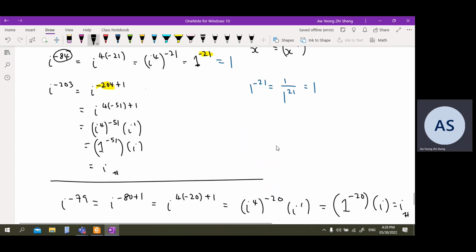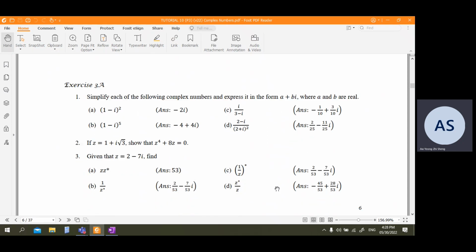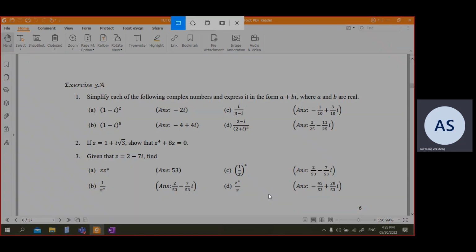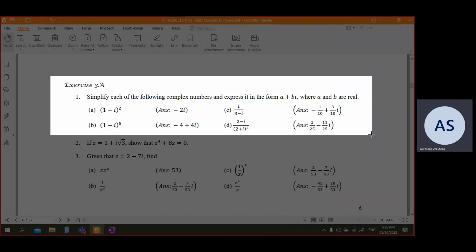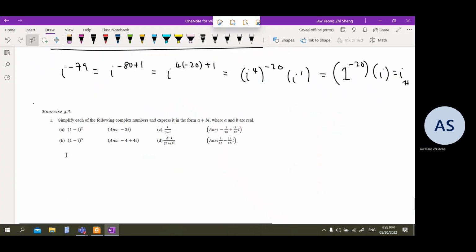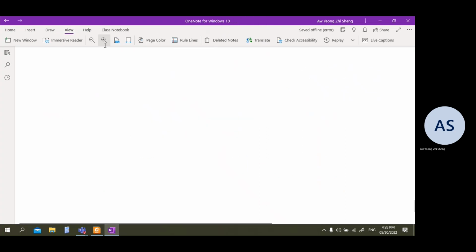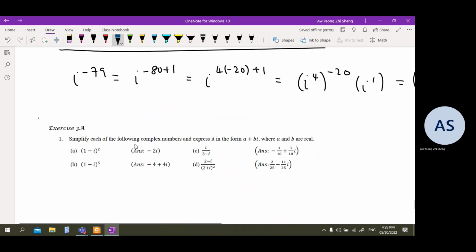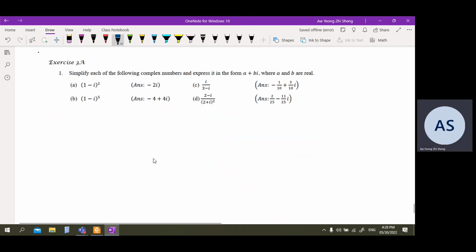Okay. Now we'll move to exercise 3A, where we simplify slightly more complicated expressions involving some powers of i. Simplify each of the following complex numbers, expressing it in the form a plus bi, where a and b are real. Part A, (1 minus i) to the power of 2.